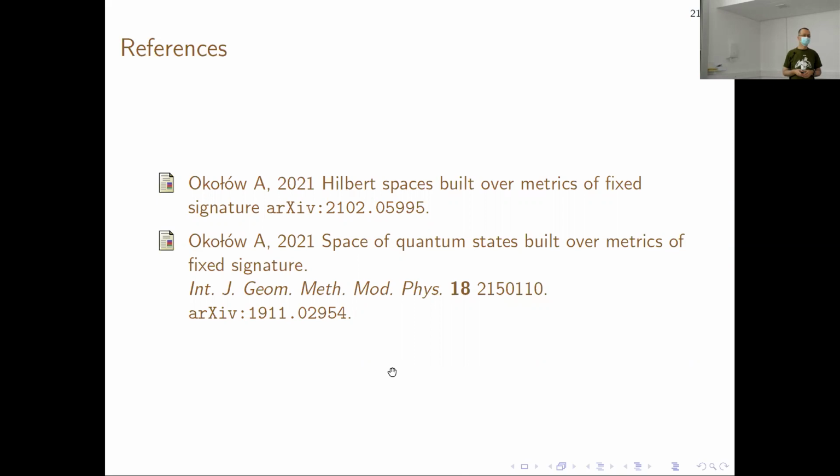Some other questions? I would like to ask, if we consider metrics of different signature than Euclidean, then they don't necessarily exist on a given manifold. So what happens with your construction then? Nothing, everything works because in fact I don't use metrics here.